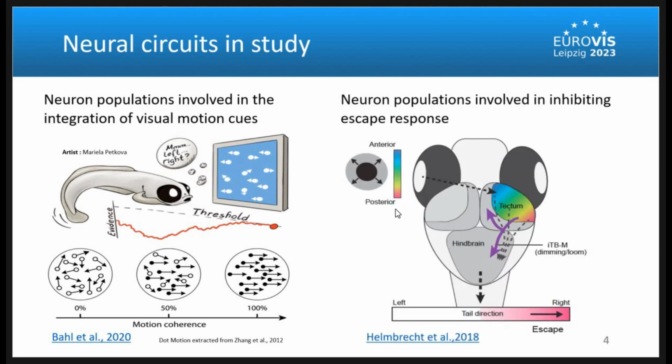The second case study utilized data from an experiment designed to find network elements that inhibit escape to non-threatening stimuli, that is, the dimming stimuli. What is a dimming stimulus? An object approaching on a collision course was simulated by a dimming disk on a light background and presented to the animal from the side, while the behavior of the animal was monitored from the top.